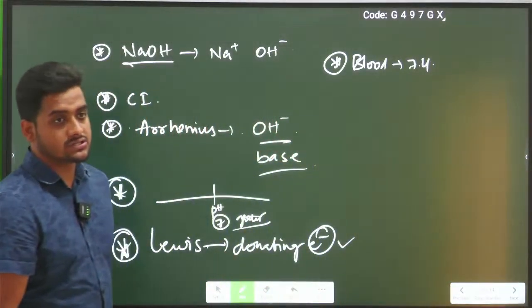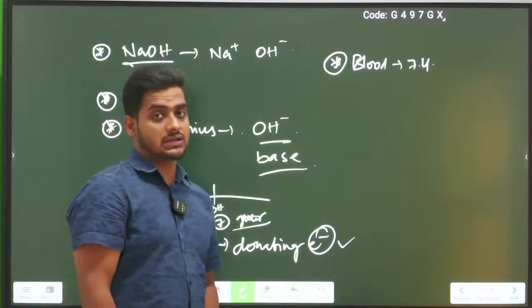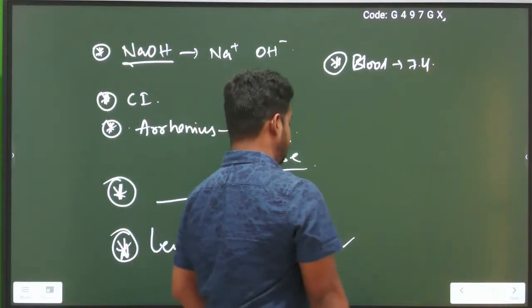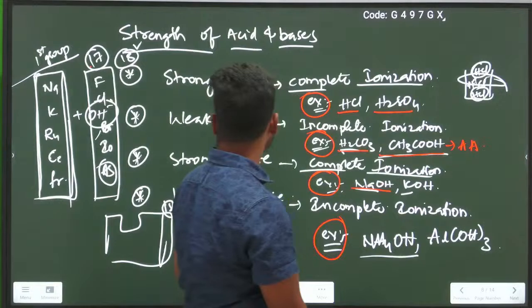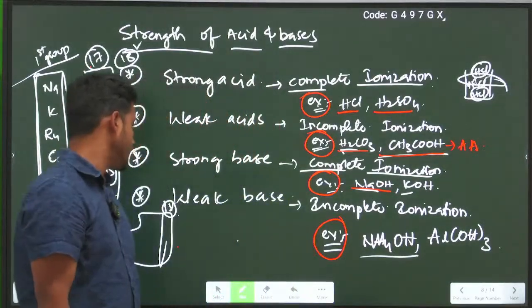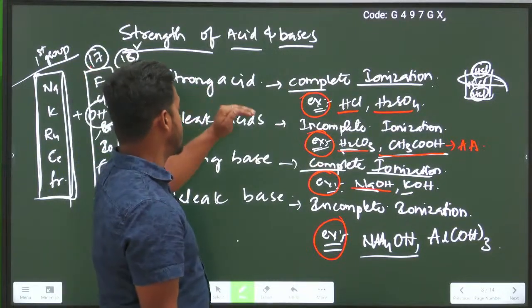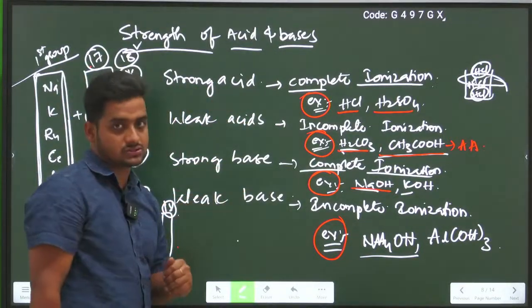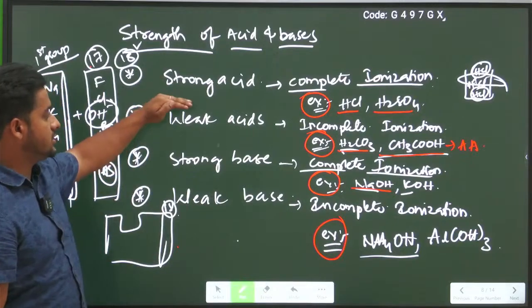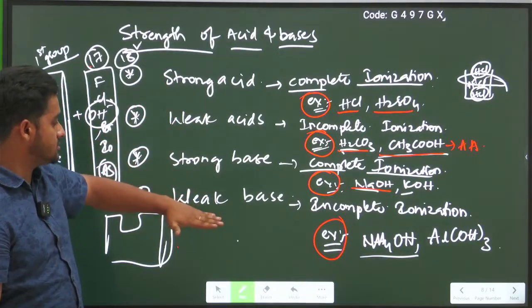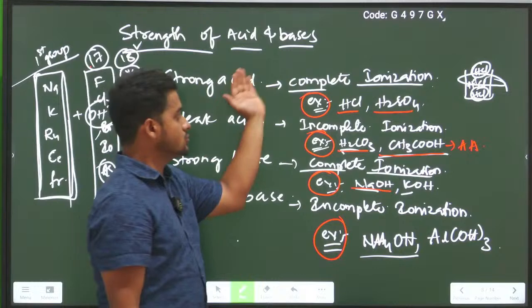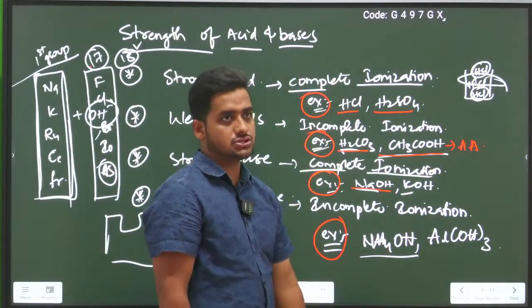So, good afternoon students. In the previous section we covered strong acids, weak acids, strong bases and weak bases. So here we come across strong acid, weak acid, strong base, weak base. We are differentiating them on the basis of their ionization.